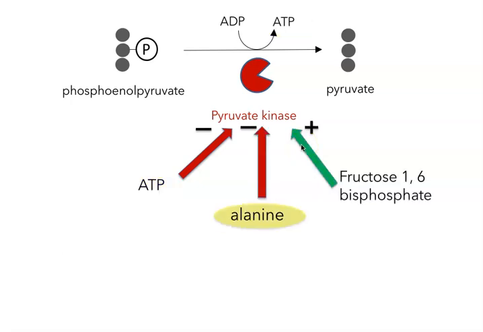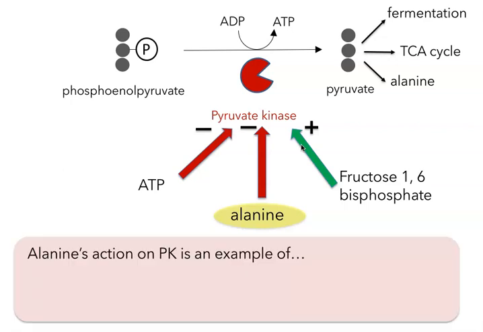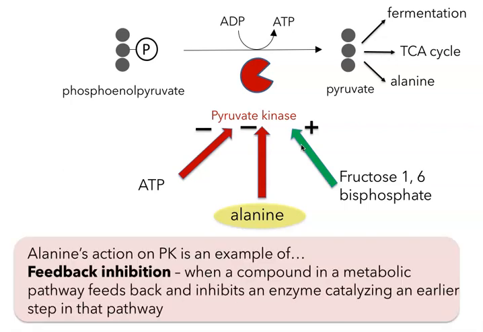What about alanine? Well, this is a little trickier because I have to talk about alanine in the cell. So you should know that pyruvate is a major branch point in the cell. It can feed into fermentation or the tricarboxylic acid cycle, but pyruvate can also be converted into the amino acid alanine. So what we're seeing here is an example of something called feedback inhibition.